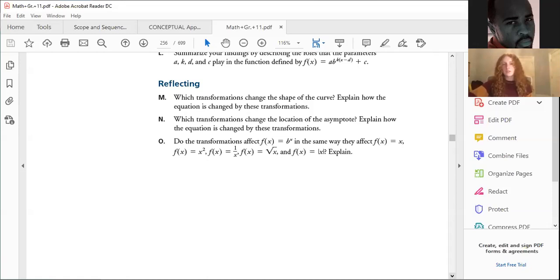Which transformations change the location of the asymptote? The constant at the end. Okay. Which transformation? Reflection, enlargement, rotation, translation. Which one changed the asymptote?